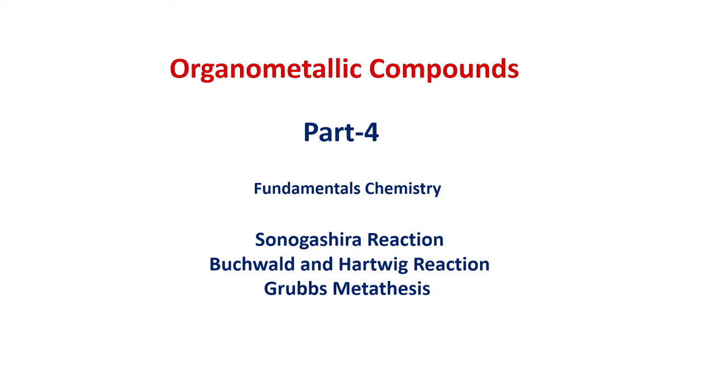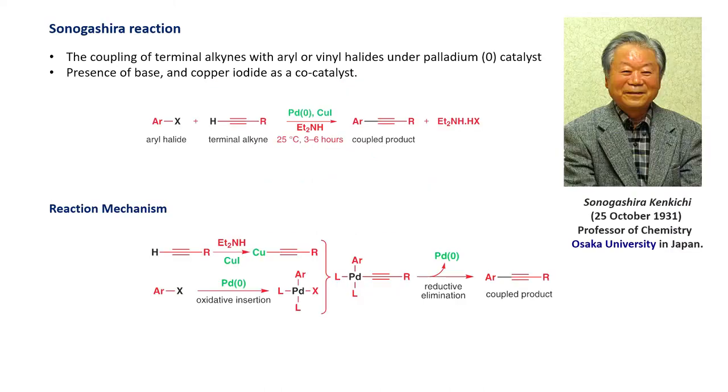And today we will study Sonogashira reaction, Buchwald-Hartwig reaction, and Grubbs metathesis in part 4 of our organometallic compounds series. So what is Sonogashira reaction? In Sonogashira reaction, you treat your terminal alkyne with aryl halide or vinyl halide and you get your coupled product.